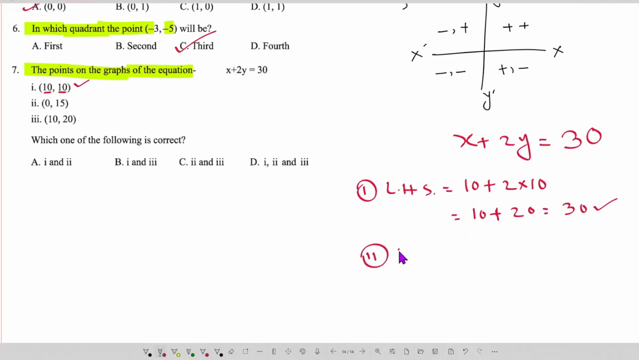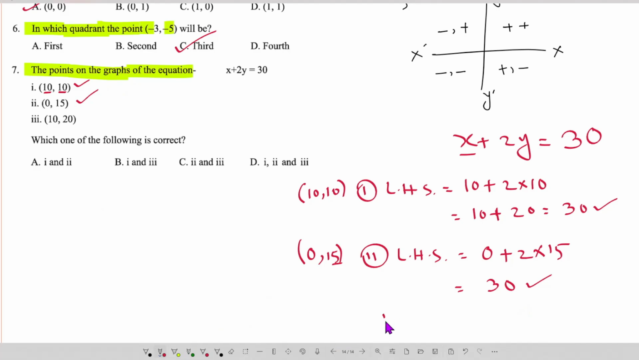Number 2, left hand side. Similarly, x here is 0. So this is 10 and 10 and this is 0 and 15. So x means 0 plus 2 times y means 15. So 2 times 15 is 30. So this is also okay.